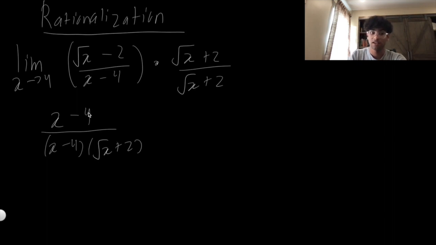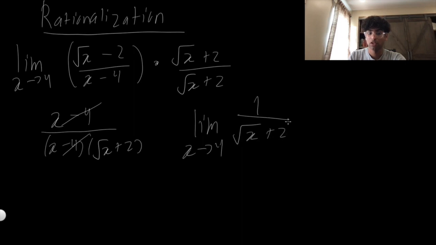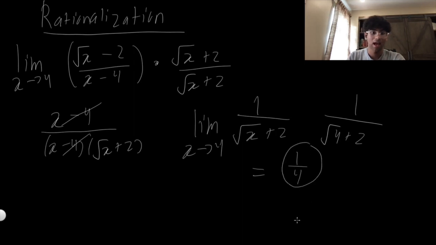And in this case, things do end up canceling out. We get an x minus 4 here to cancel out the numerator and the denominator. So now we're just left with the limit as x approaches 4 of 1 over the square root of x plus 2. Now, as you can see, we could actually use direct substitution here. The limit as x approaches 4 of 1 over the square root of 4 plus 2. This just becomes 1 over 2 plus 2, 1 over 4. So this is going to be the answer for our limit right here.